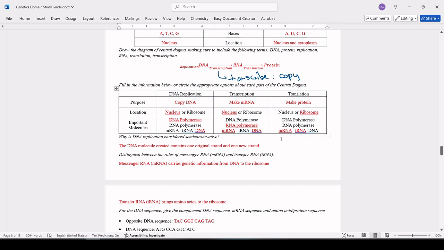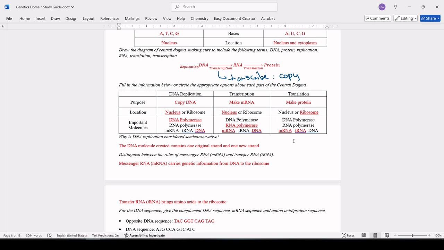So you have mRNA and you have tRNA, and we'll talk about what those are in a second. But the purpose of translation is we take that information from the DNA and RNA and make, specifically the RNA, and translate it into the protein, the amino acid sequence. Okay? And when we do DNA replication, we call it semi-conservative because you end up with one original strand and one new strand.